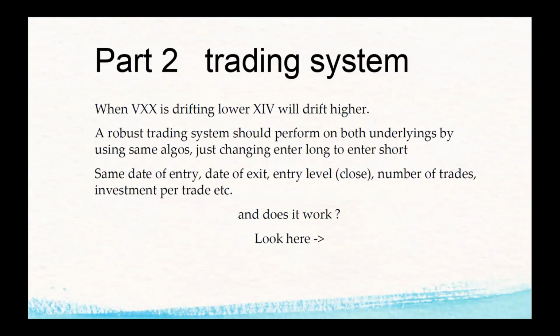When the VXX is drifting lower, XIV will drift higher. A robust trading system should perform on both underlyings by using same algos, just changing enter long to enter short. Same date of entry, date of exit, entry level of close, number of trades, investment per trade, etc. And does it work? Look here.